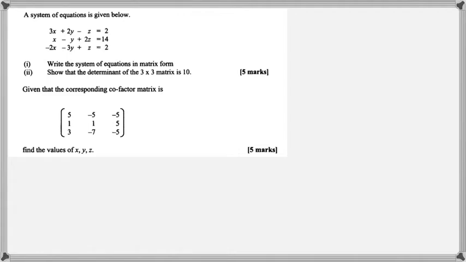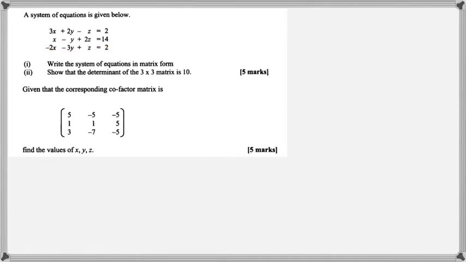The question says that a system of equations is given below. So this is the system of equations. We have 3 equations. They are asking us in the first part to write the system of equations in matrix form. So this is actually pretty straightforward. There's probably just a 1 mark to convert this to matrix form.